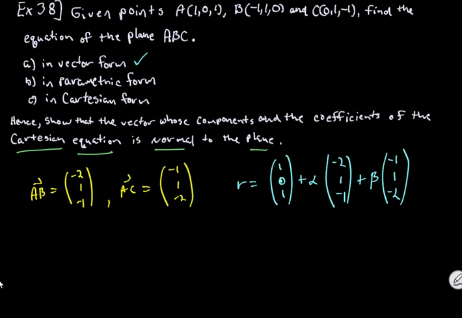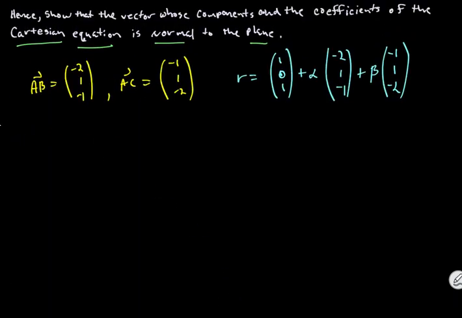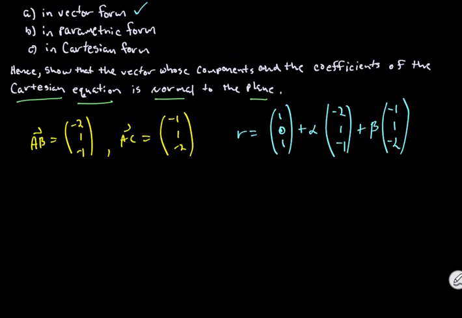Now in parametric form, all I would do is, I would know my x coordinate would be this top row right here. So my x equation is going to be 1 minus 2 alpha minus beta. So that's parametric with parameters alpha and beta. And then my y coordinate would be 0, and I can write alpha plus beta. And then z is going to be 1 minus alpha minus 2 beta. So that one is my parametric form, right?